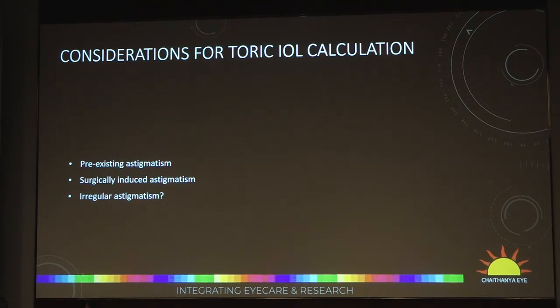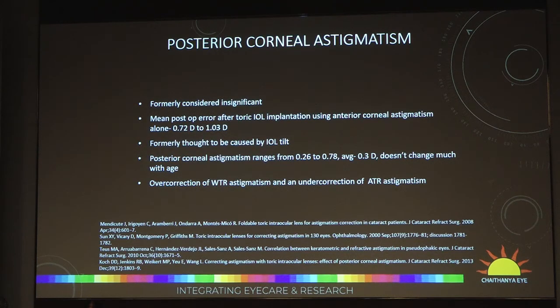Other considerations for toric IOL calculation are pre-existing astigmatism, your surgically induced astigmatism, and the presence or absence of irregular astigmatism. Pre-existing astigmatism, we of course get from the keratometry. Surgically induced astigmatism, we are not that bothered about nowadays because Dr. Hill has provided us with the SIA calculator, and it has been found that for most of our surgeries, sub 3 mm incisions, the value goes around between 0.8 and 1.4.